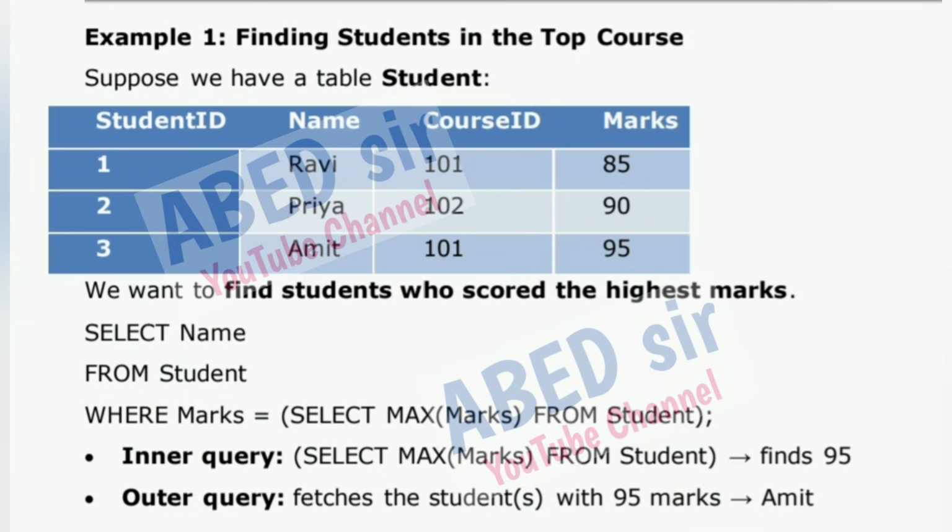1, Ravi, 85. 2, Priya, 90. 3, Amit, 95. We want to find students who scored the highest marks. SELECT name FROM student WHERE marks = (SELECT MAX(marks) FROM student). The inner query, SELECT MAX(marks) FROM student, finds 95. The outer query fetches the students with 95 marks: Amit.